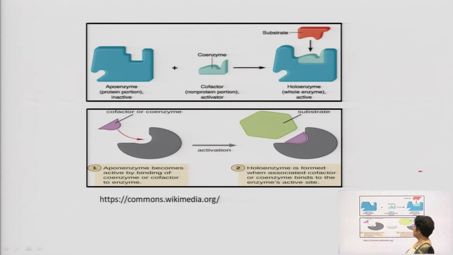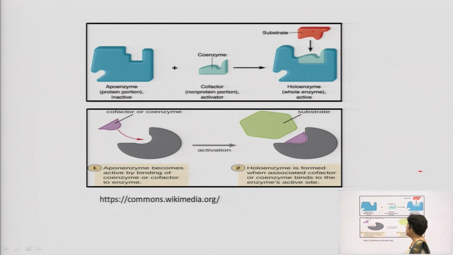कुछ इस तरीके से you can see in the figure. Here we have an apoenzyme, that is a protein portion which is inactive. When a cofactor, that is a non-protein part, comes in contact with the apoenzyme, then it forms an active part. Here it is the substrate where it will combine and give the catalytic reaction.